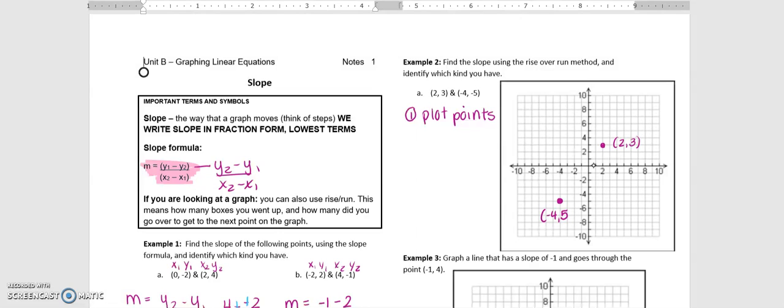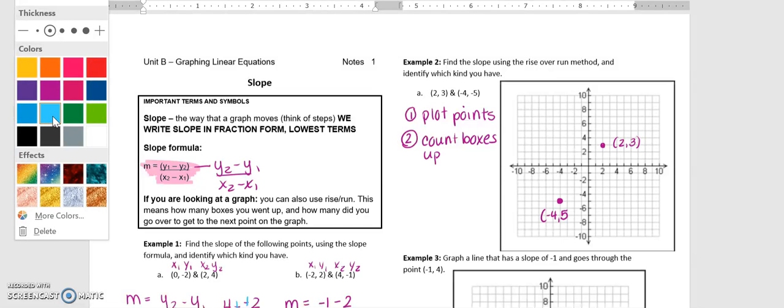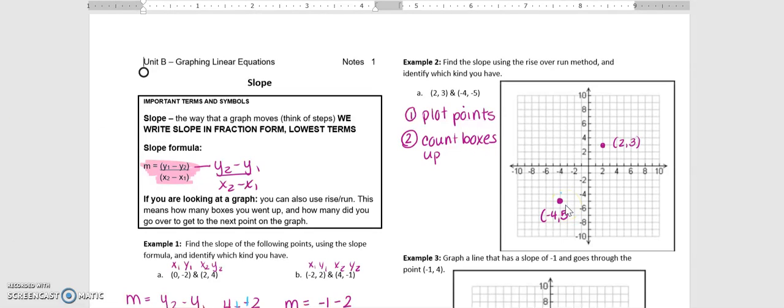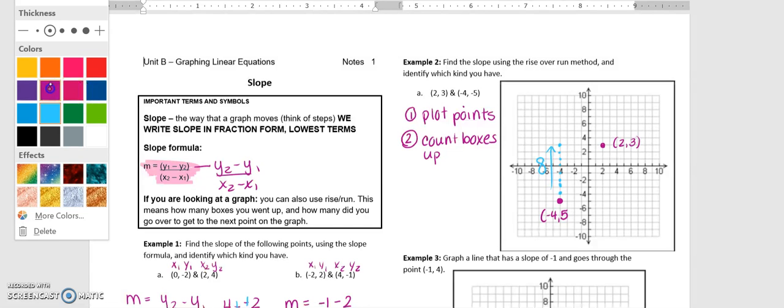Okay, my second step is to count how many boxes I went up between the points. So if I count, here's where I started. This is 1, 2, 3, 4, 5, 6, 7, 8 boxes up. Next, I'm going to count how many boxes I went to the right.